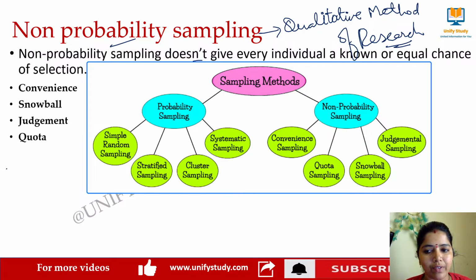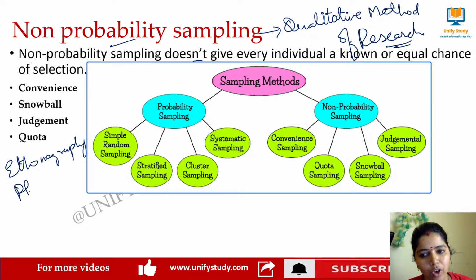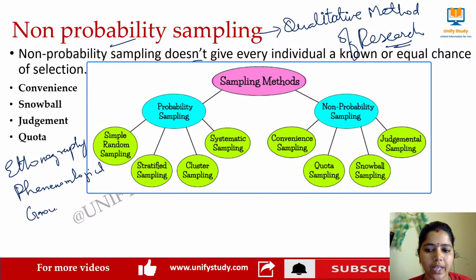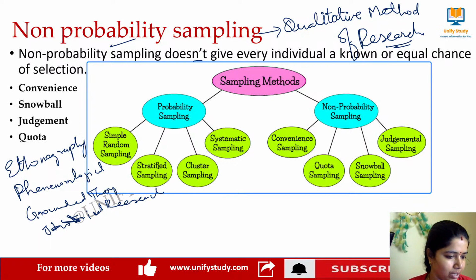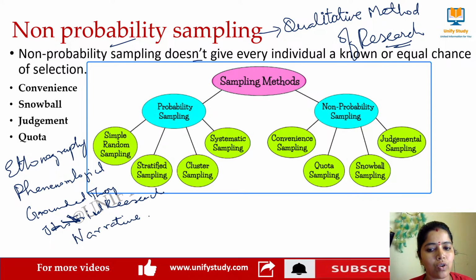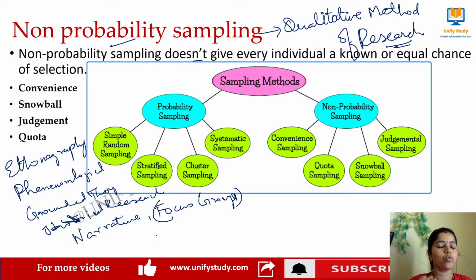Qualitative: ethnography, phenomenological research, grounded theory, historical research. Then we have narrative research and focus group research. Focus group is a method we use. Focus group and interview are all methods. Narrative research, right? Very good. Grounded theory, very good. So these are all the types.